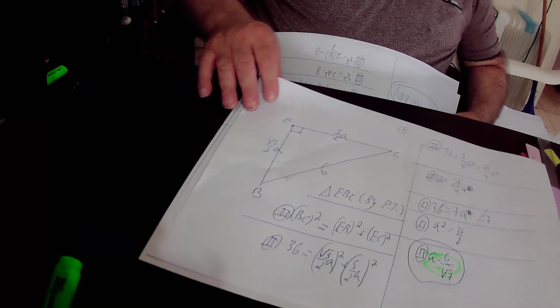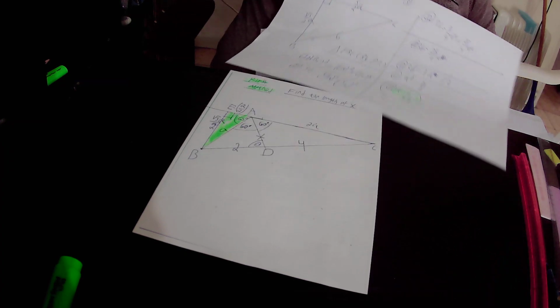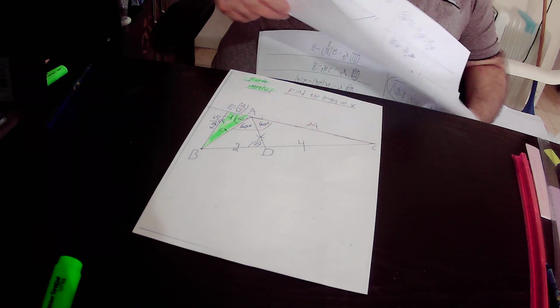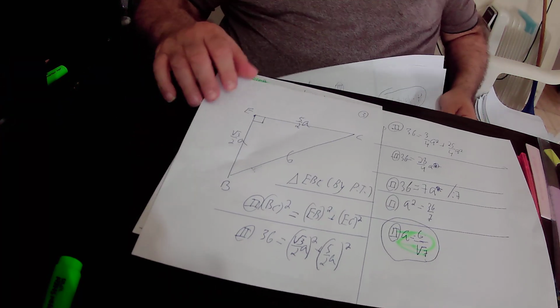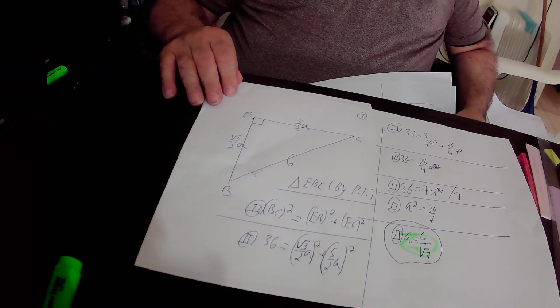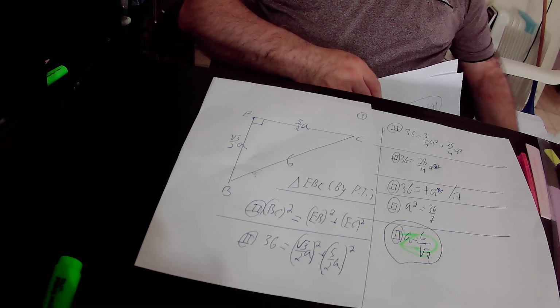And we already found out that EB equals square root of 3 over 2 times A, and the hypotenuse BC is equal to 2 plus 4, that is 6. Okay, so we implement the Pythagoras theorem. According to the Pythagoras theorem, the square of the hypotenuse equals the sum of the squares of the perpendiculars.